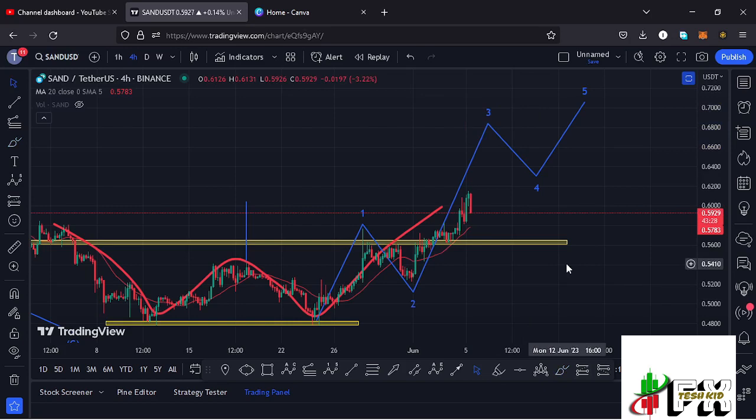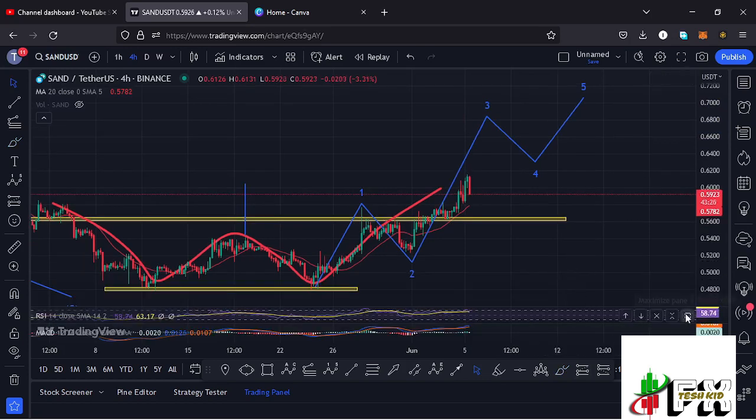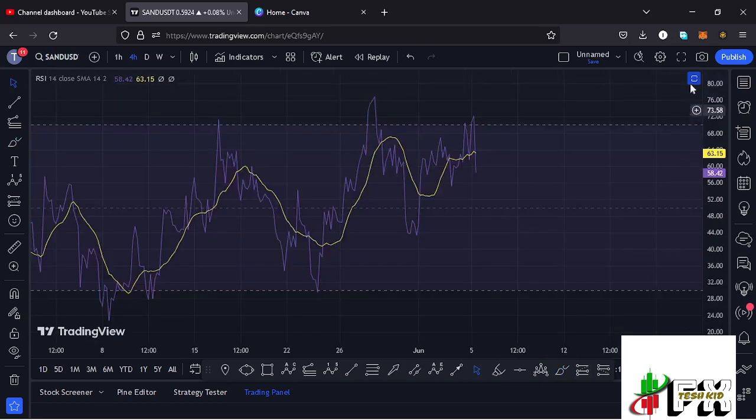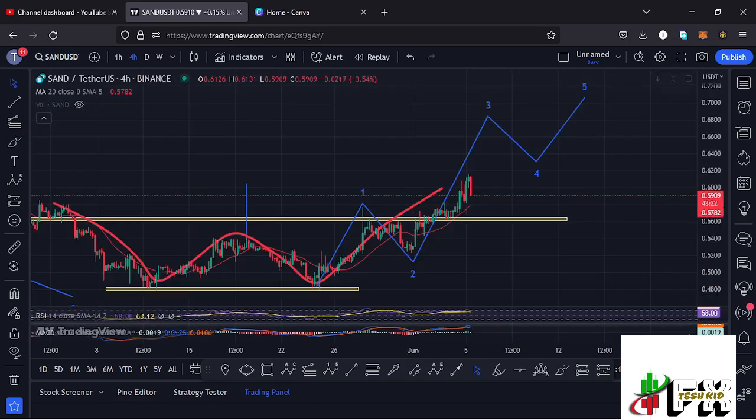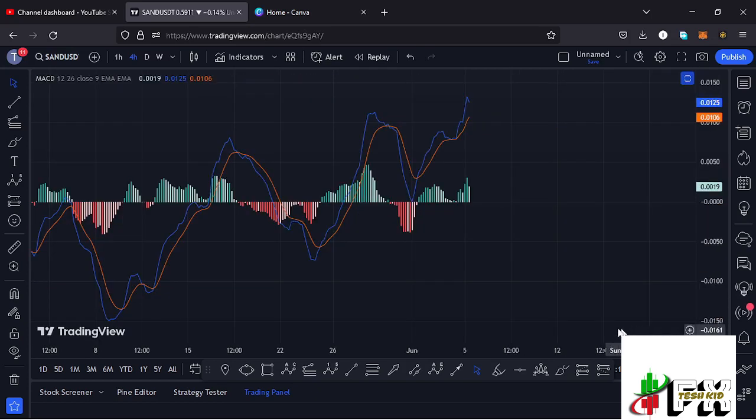Also taking a look at the indicators on the RSI, we are trading at around the 58 mark. Also taking a look at the MACD, we have been able to print a bullish cross, fully supporting higher prices. So let's be patient and see how that plays out, and I'll be keeping you updated.